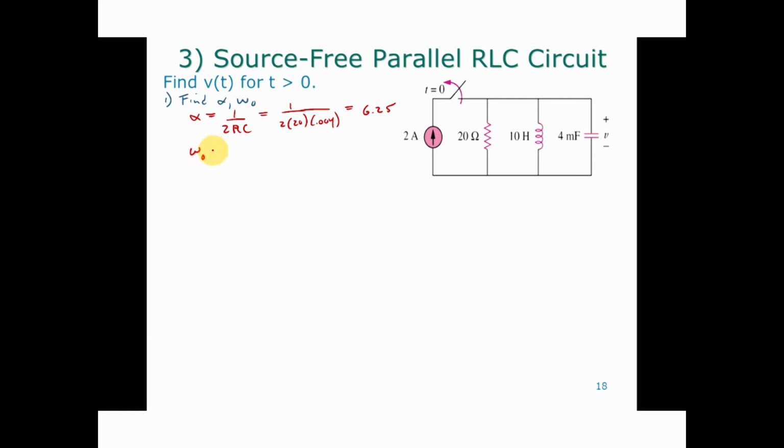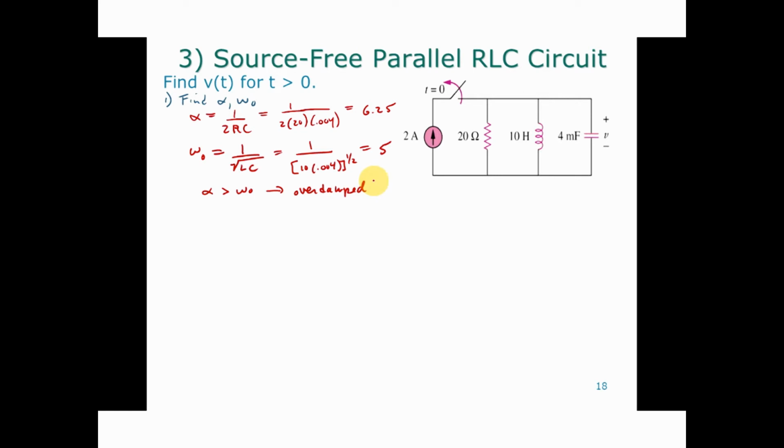I wish it was more exciting, but this is circuits. So omega 0 is still the square root of 1 over LC, and that means 1 over the square root of 10 times 0.004, raised to the 1/2 power, which turns out to be 5. And because alpha is greater than omega 0 in this case, we are actually overdamped.